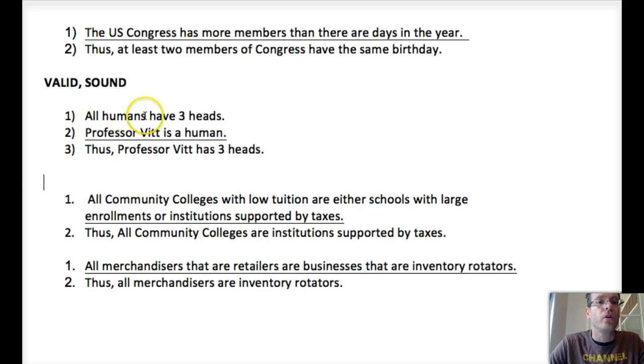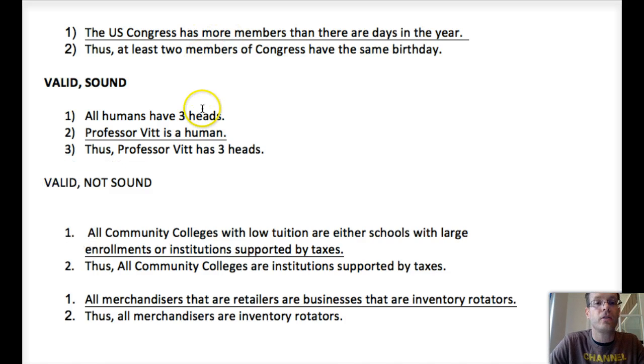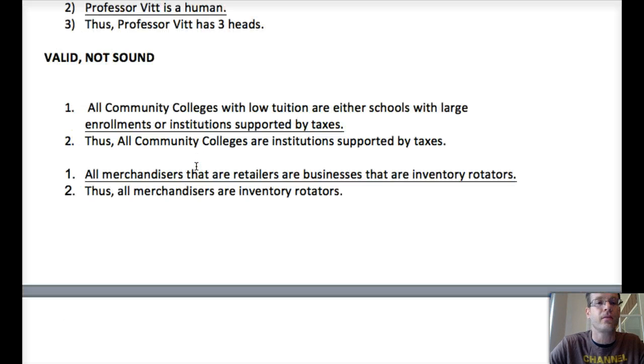Okay, all humans have 3 heads. Professor Vitt is a human, thus Professor Vitt has 3 heads. Okay, this argument is actually valid, right? In other words, if all humans had 3 heads and I was a human, then it would follow that Professor Vitt has 3 heads. So that's valid. It turns out to be not sound. So we know it's valid, but it's not sound. We know it's not sound because all humans don't have 3 heads, right? And then similarly, you may argue that I'm not a human, but you'd be wrong. So that one is valid, but it's not sound. And it's not sound because the premises aren't actually true, because 1 is false. All humans don't have 3 heads.